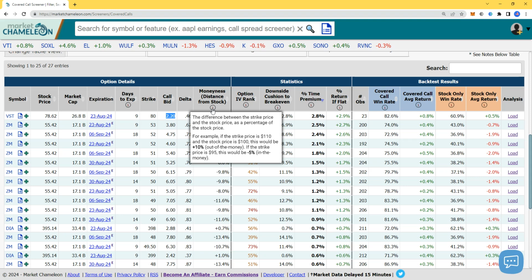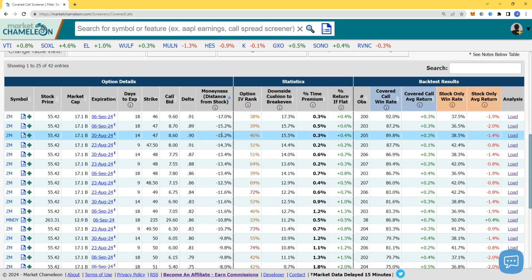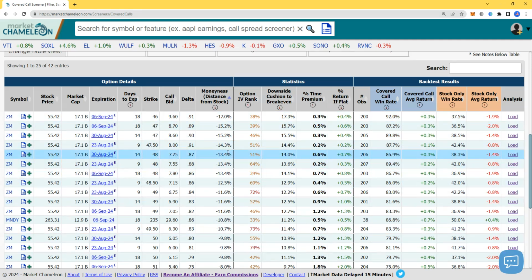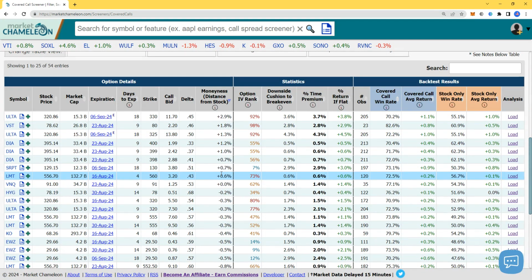It tells you the difference between the strike price and the stock price as a percentage. For example, if the strike price is 110 and the stock price is 100, the money distance will be plus 10% out of the money. If the strike price is 95, that would be negative 5%. I like the money distance, but I also like the simple covered calls, which is not this one. So you see the negative, I don't like that. This is like deep in the money and you sell and you bet that the stock will go down. It's too much thinking. I want covered calls simple. So I'm changing the money distance right here, and it changes all the time.